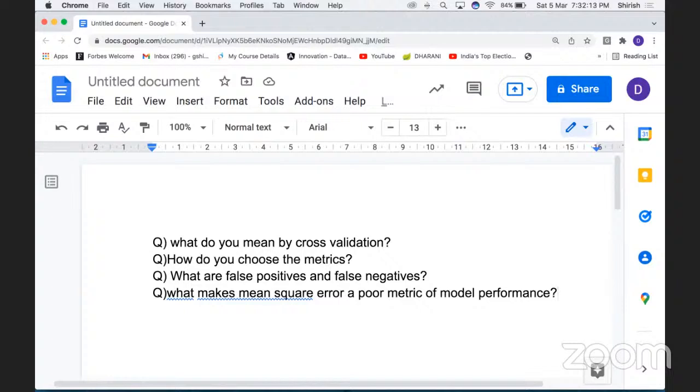Mean square error is based on associating a higher weight to large errors, right? You're putting greater emphasis on your wider dimensions.